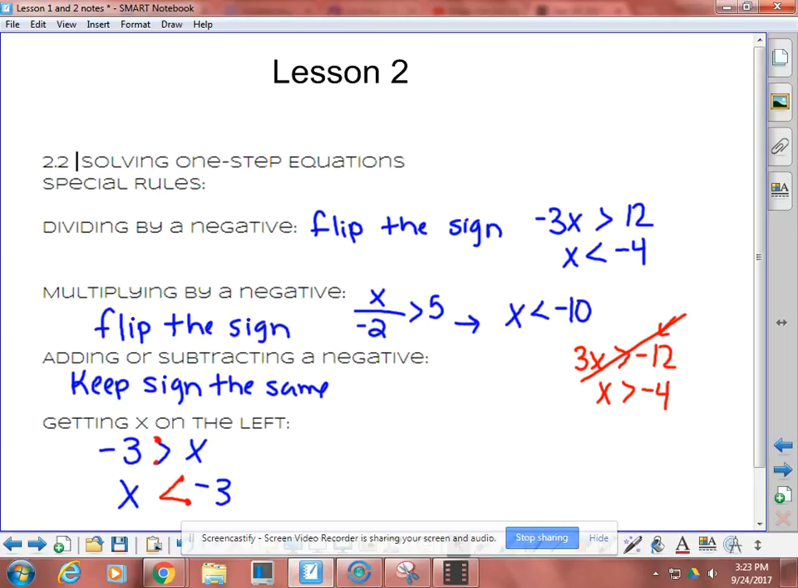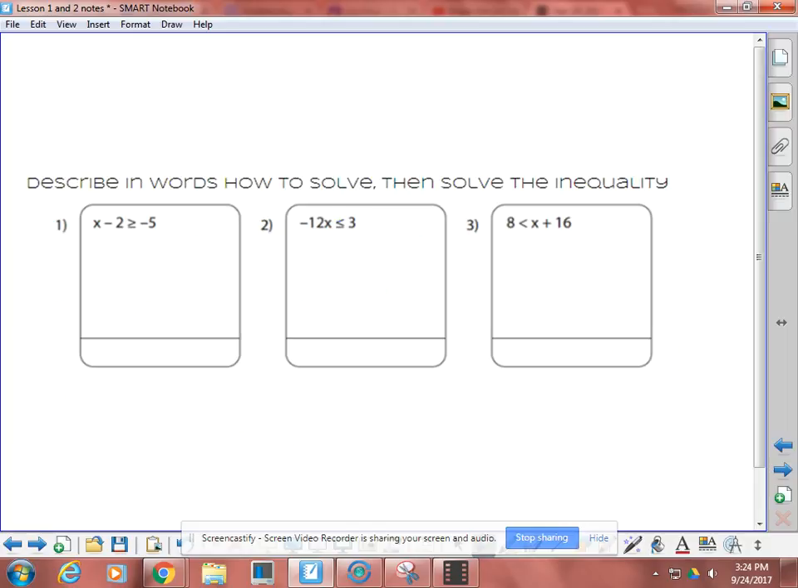So one more example of how that should look is if you had negative 5 is greater than or equal to x. You're going to flip that around to make it x is less than or equal to negative 5. Because when we start graphing these in the next lessons, you're always going to want your x to be on the left-hand side.